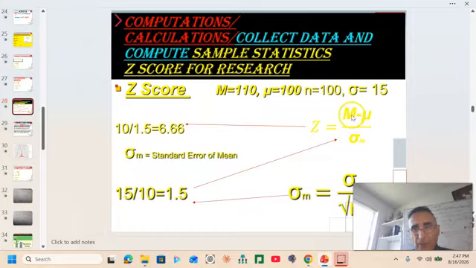And the numerator on top will be 110 minus 100, which is 10. So that would be 10 divided by 1.5, which is 6.66. That would be Z. That means the students are 6.66 standard deviations above average, which is good.